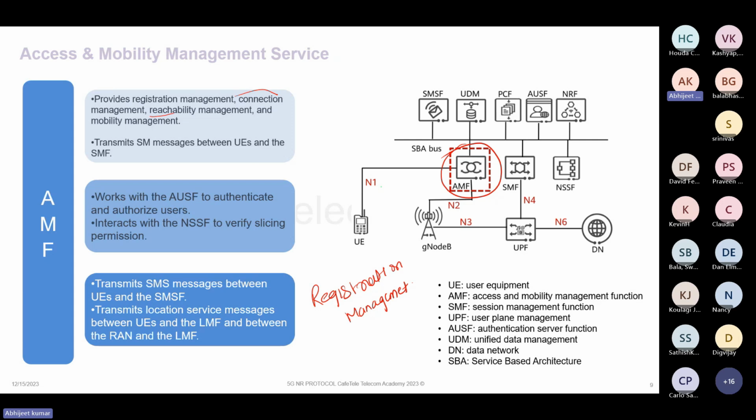AMF keeps track of the 5G device state, whether the device is in active state or in the idle state, so that it can optimize the resources depending upon the utilization. And the most important, we can say, mobility management. When the device moves from one place to another, AMF manages handover between the different network cells to maintain the seamless connection. Also, AMF manages to transmit the session management message between device and SMF.